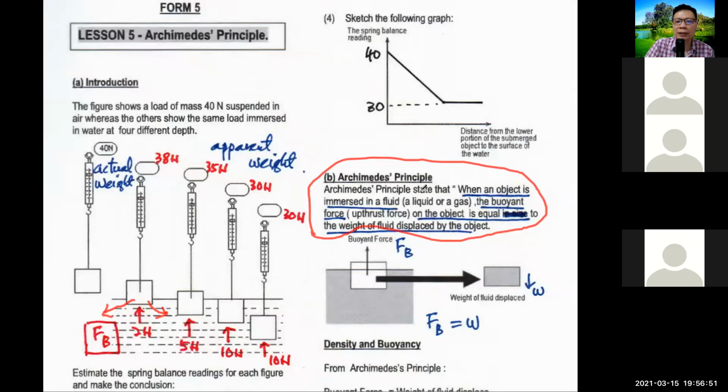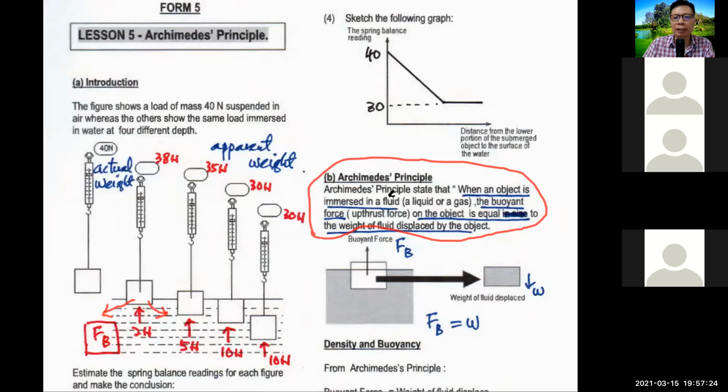Archimedes Principle states that, highlight here, put inside your brain this statement. When an object is immersed in a fluid, fluid can be water or gas, the buoyant force, or another name we call upthrust force, on the object is equal to the weight of fluid displaced by the object. So read one more time the whole statement. This is a statement of Archimedes Principle.